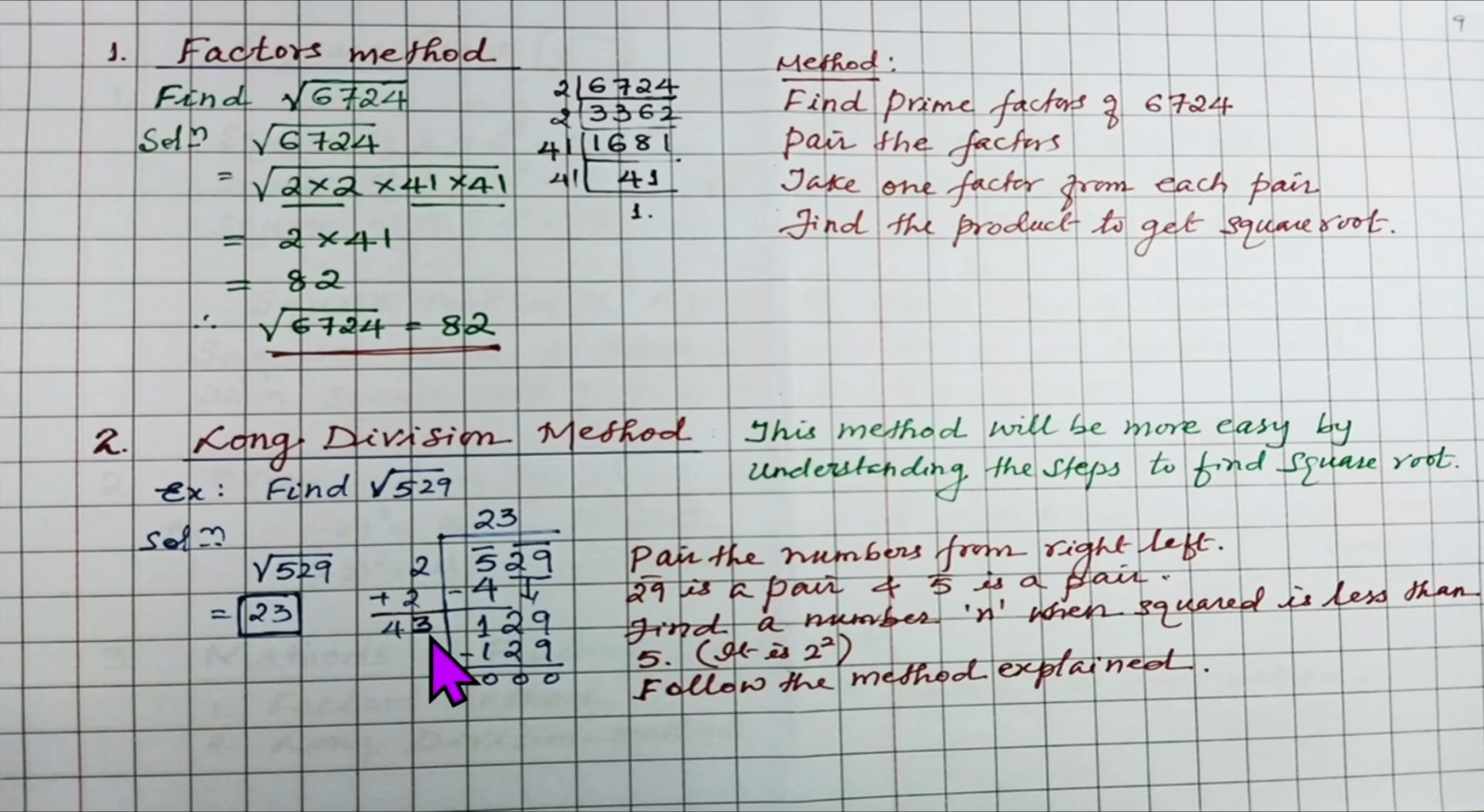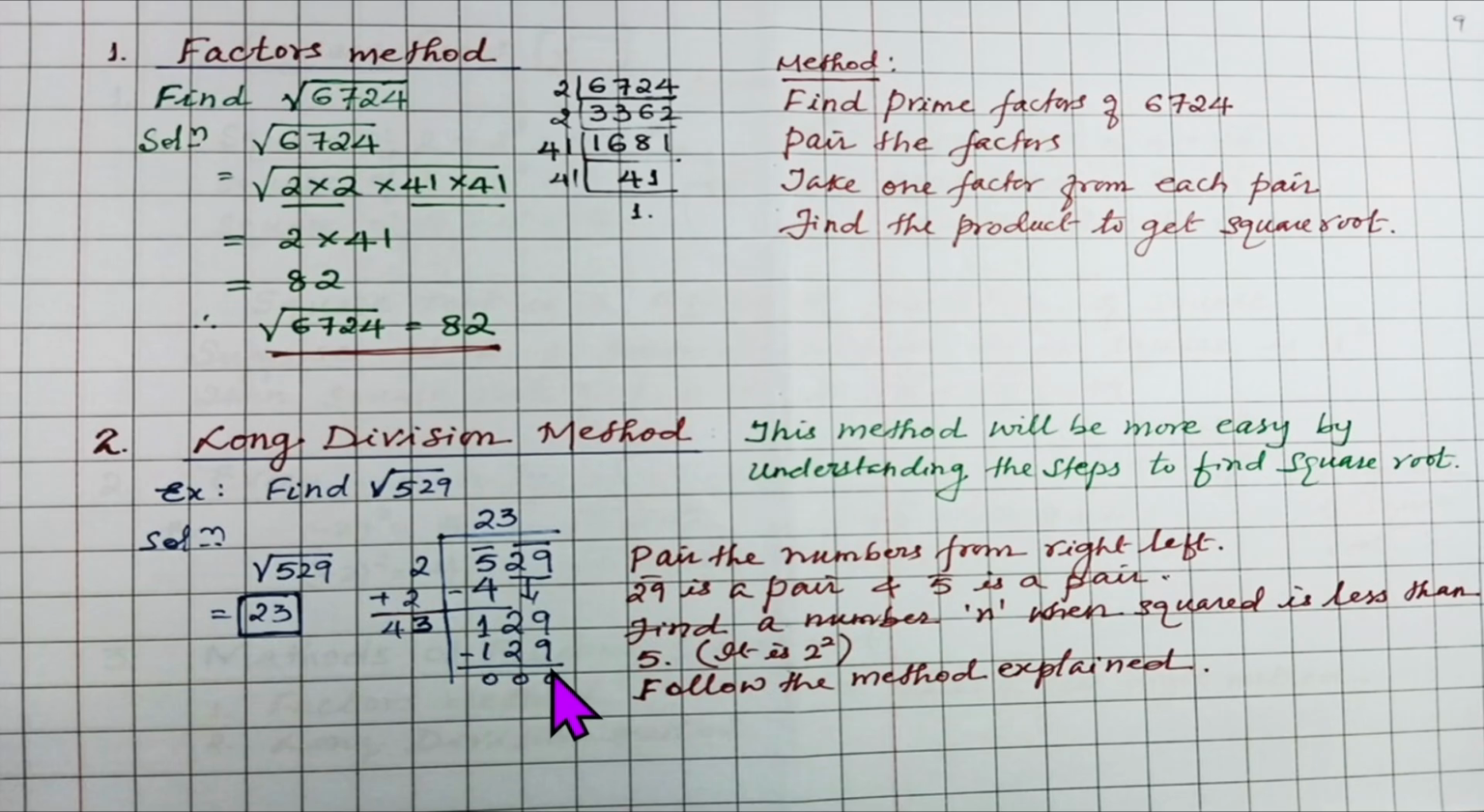Leave one digit gap here. Now bring 29 down, we get 129. Now choose a digit at this gap, that is, I have chosen 3, and multiply 43 by 3. The two-digit number has to be multiplied by 3. I get 43 into 3 is 129, and the remainder is 0.